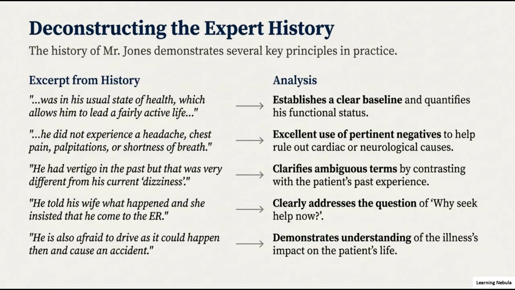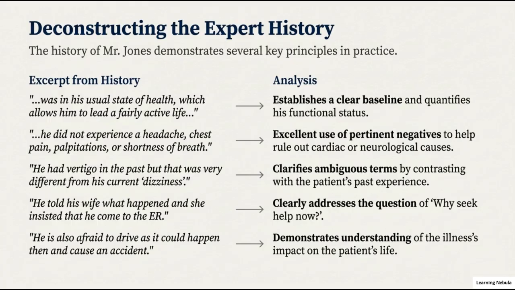And slide 14 helps us understand why this is a good history. It's titled Deconstructing the Expert History, and it draws lines from the text to the reasoning. It points to the dizzy comment. The text notes, he had vertigo in the past, but that was very different from his current dizziness. And the analysis arrow says this clarifies ambiguous terms by contrasting with the patient's past experience. Dizzy is an ambiguous word. By contrasting it, the doctor has clarified that the room isn't spinning, he's lightheaded. That changes the entire diagnosis.